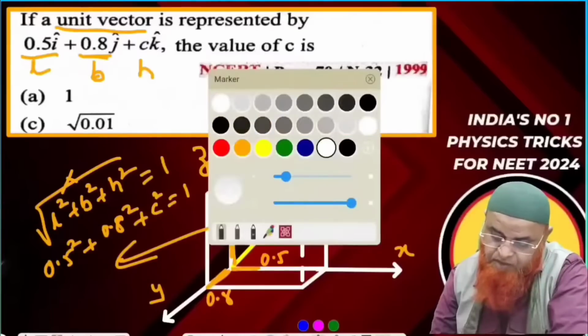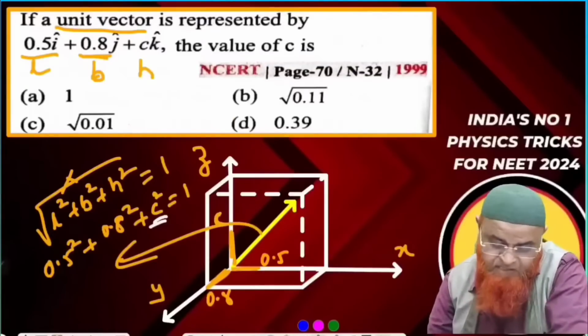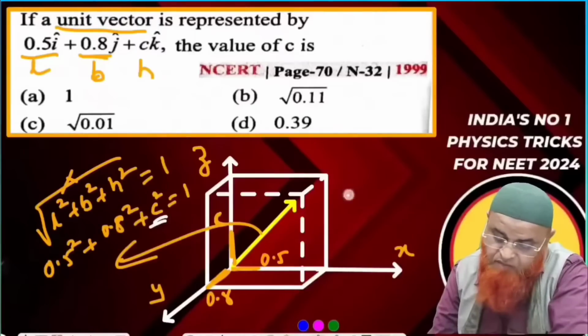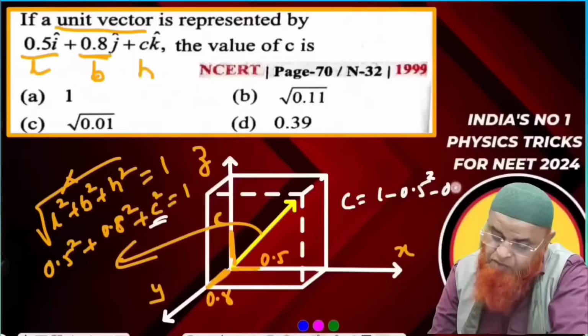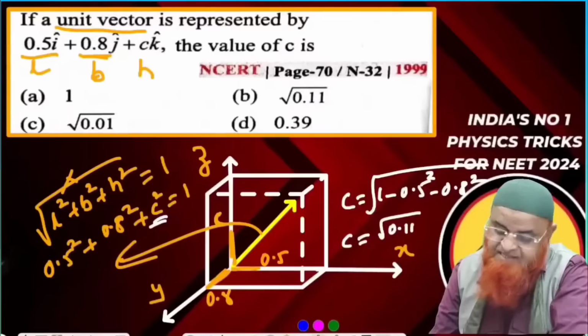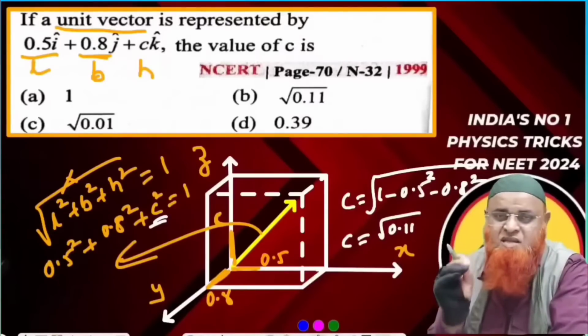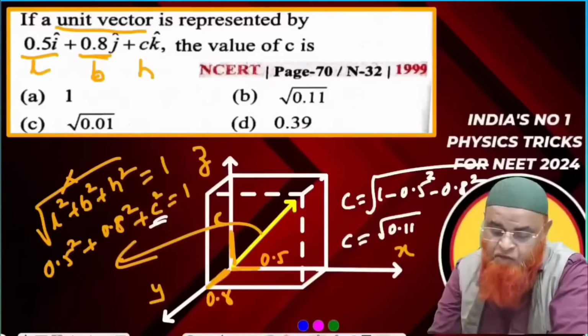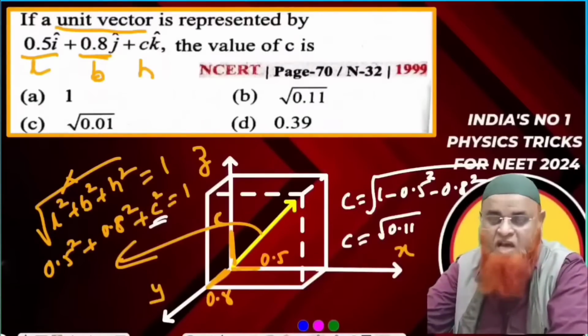Now let us see what you are going to get now. So after that, you can find out the value of C. After solving this, you can find out the value of C. And you will be getting C as the square root of 1 minus 0.5 whole square minus 0.8 whole square, and you will calculate and finally you get the value of C as 0.11. So this is the method of understanding the problem in terms of mensuration, in terms of diagonal of a cuboid. Hope you have understood. Thank you very much.